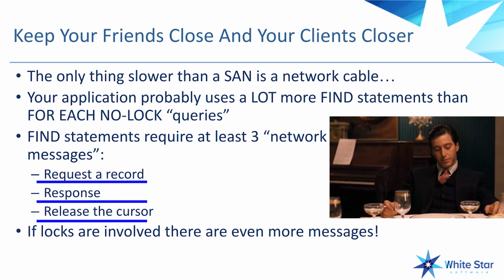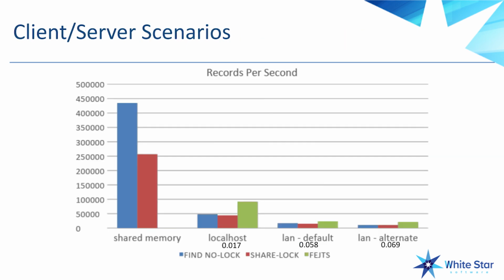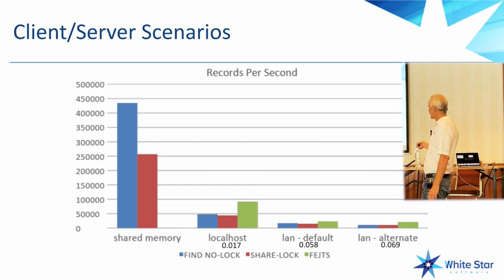So if you're going find in a client-server environment, that's going to slow you down. You want to do things that will avoid that. And one of the best things that you can do, we'll get to that. So comparing shared memory to client-server really is pretty radically different. You can run 400,000 records per second in shared memory, or you can do a couple thousand on localhost.